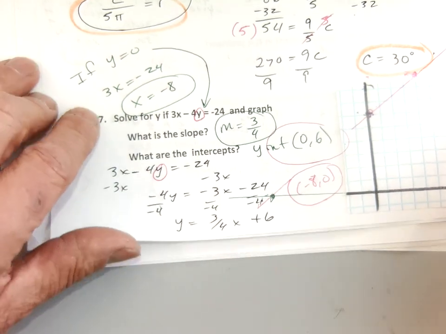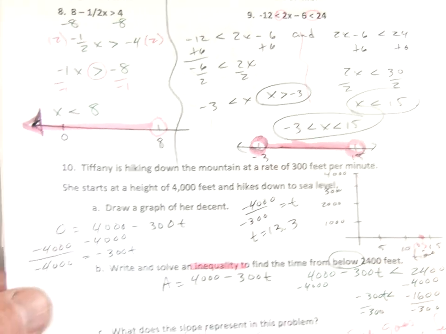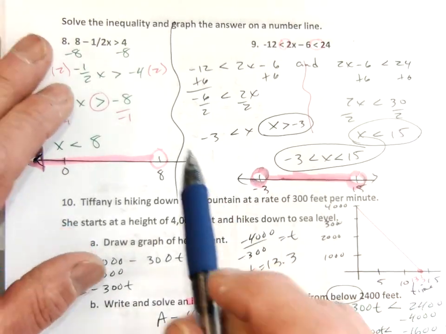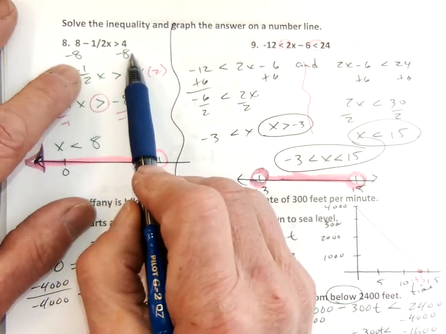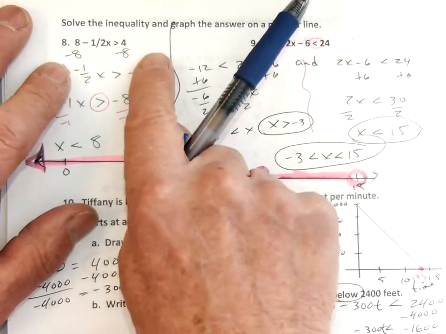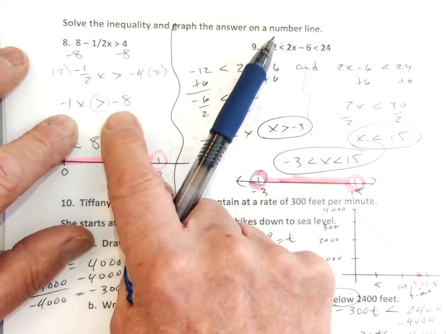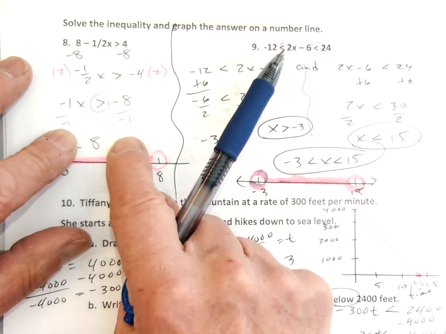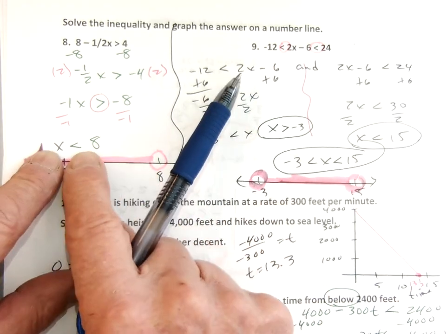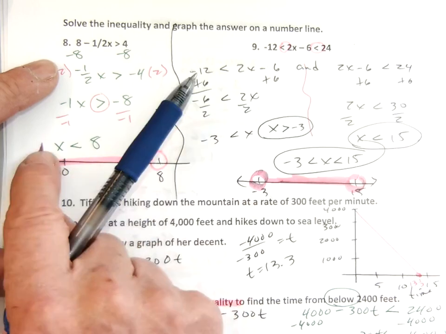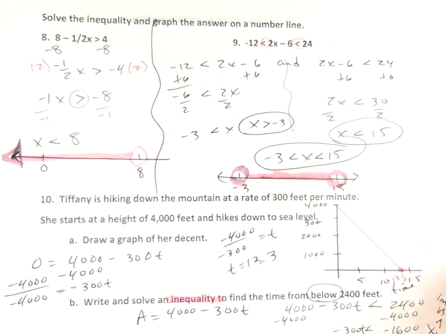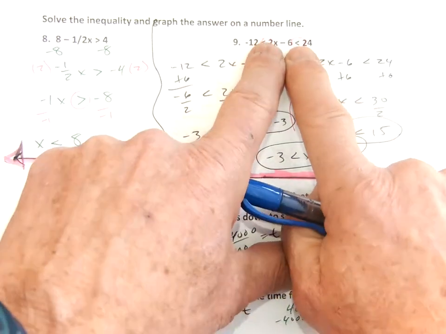Okay. On the back side of the review sheet, I have inequalities. I went minus 8, gave me a negative 4. Multiply by 2, gives me a negative 1x, and negative 8. I divide by negative 1. I turn the inequality sign. X is less than 8, so I shade that way. Open circle.